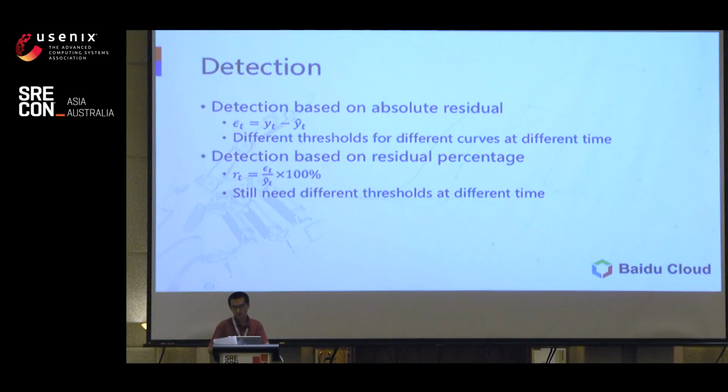Usually, when the PV number is large, its normal amplitude of residue is also large. So our engineers tried to use residue percentage to solve the problem. Residue percentage is the ratio of the residue to the predicted PV number. Surprisingly, this still doesn't work. The data shows that when the PV number is small at nighttime, the normal amplitude of the residue percentage becomes larger than at daytime. So we still have multiple thresholds for different times.